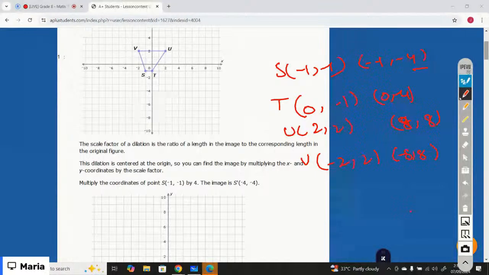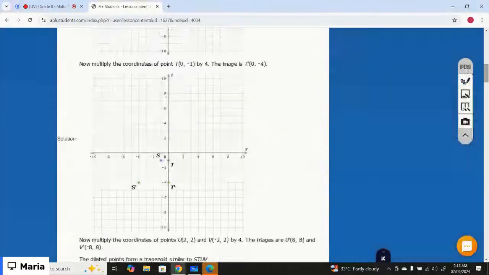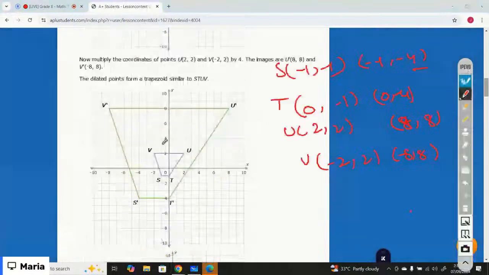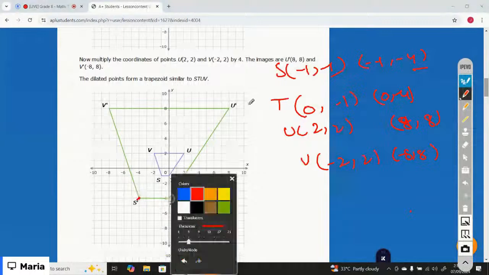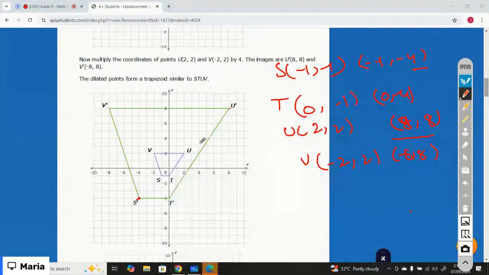So now you have the new coordinates, right? You can see here, the green one is the dilated image. Let's just see their coordinates. S dash has the coordinates negative 4 and negative 4. T dash has the coordinates 0 and negative 4. U dash has the coordinates 8 and 8. Here it is. And then V dash has the coordinates negative 8 and 8.